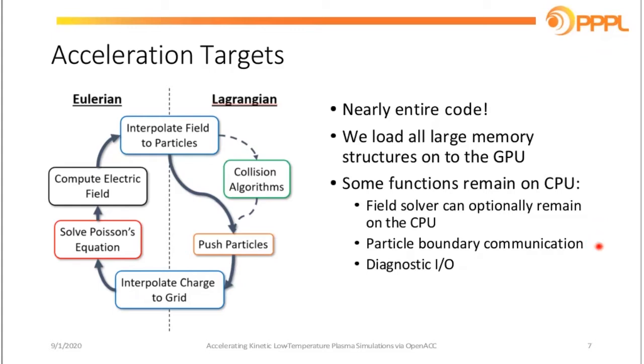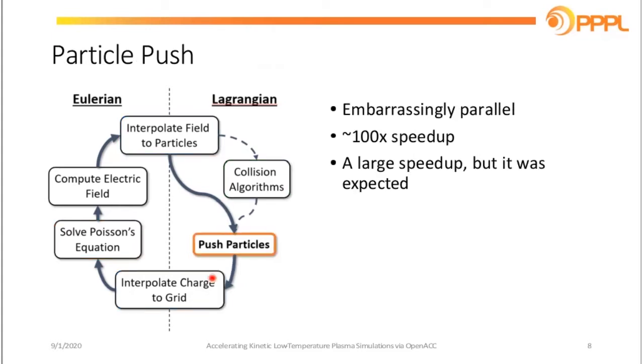Communication, obviously, we have CUDA-aware MPI working, but we still have some inter-node communication going through the CPU, and diagnostics, most of that is still being performed on the CPU. So going through these different stages of the algorithm, the particle push is actually embarrassingly parallel. We just put some OpenACC pragmas around it, and we saw very rapidly a 100 times speed up compared to just MPI. This was a large speed up, but completely expected.